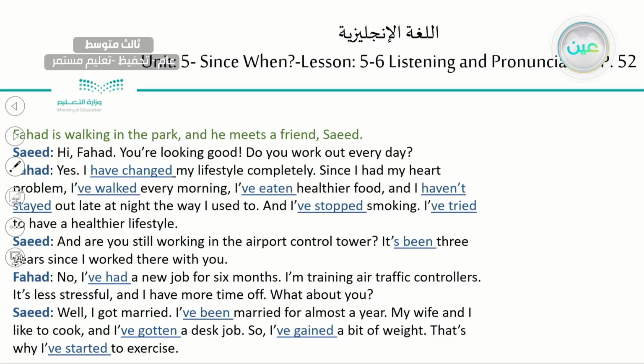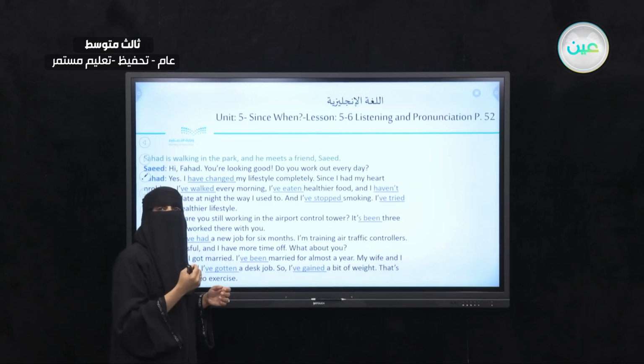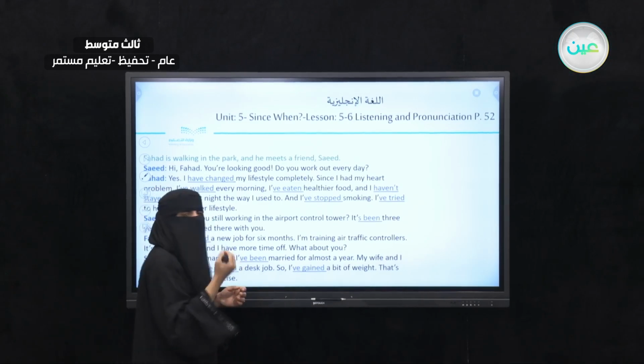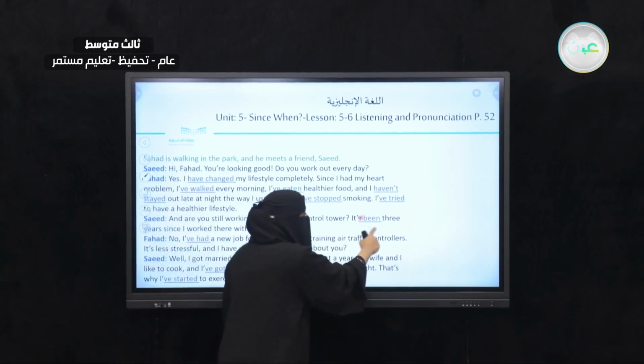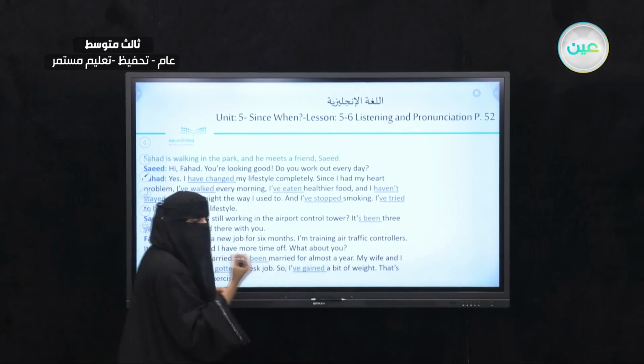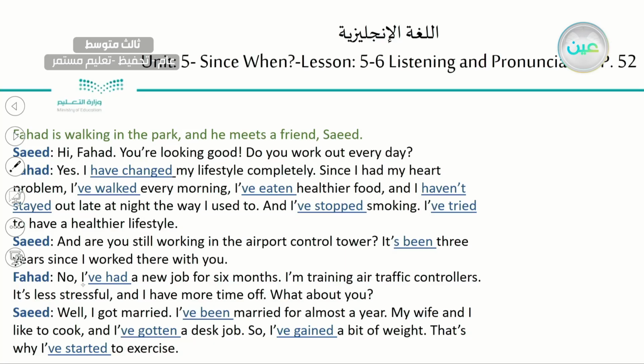This is another phrase where they use the present perfect. I've stopped. I've tried. And also here, it's been. Here, the 's is a contraction of has. It has been. So the 's been is has been. This is also a present perfect. I've had, I've been, I've gotten, I've gained, I've started.